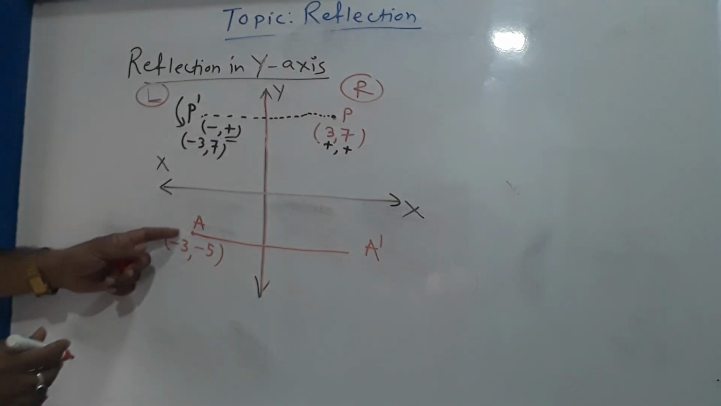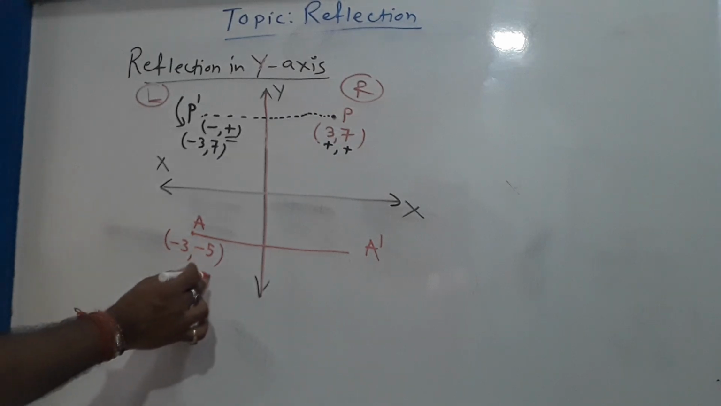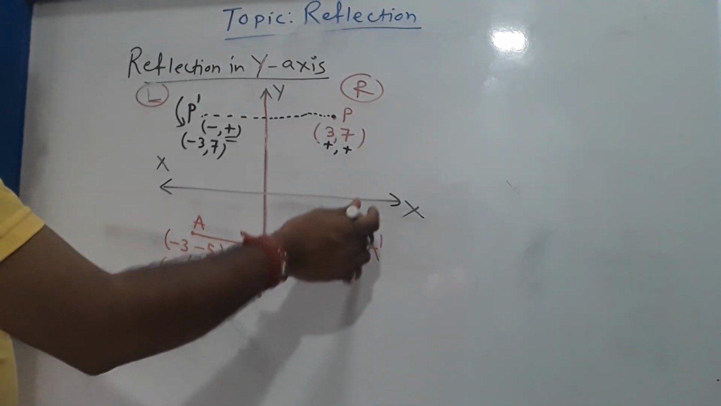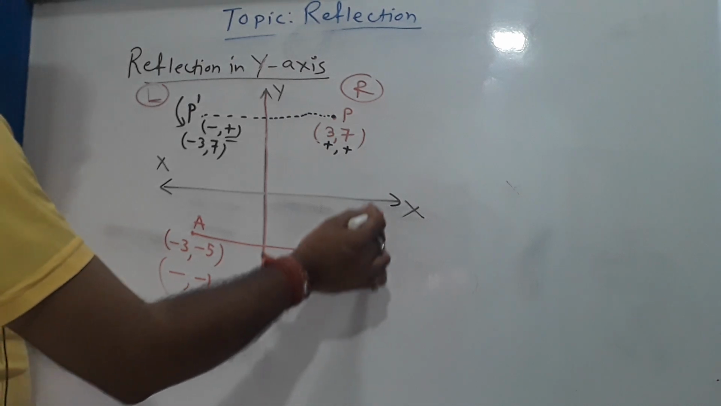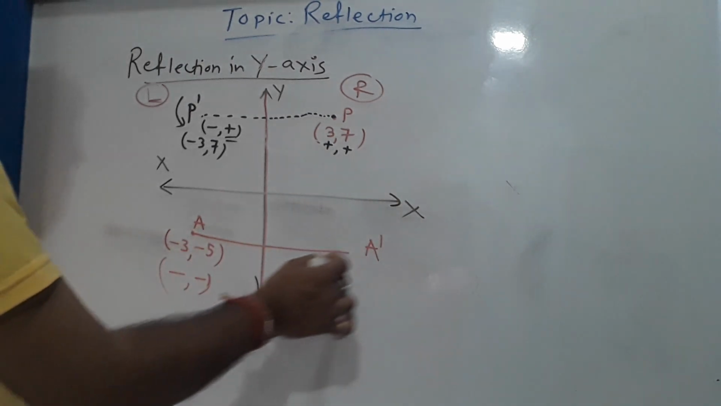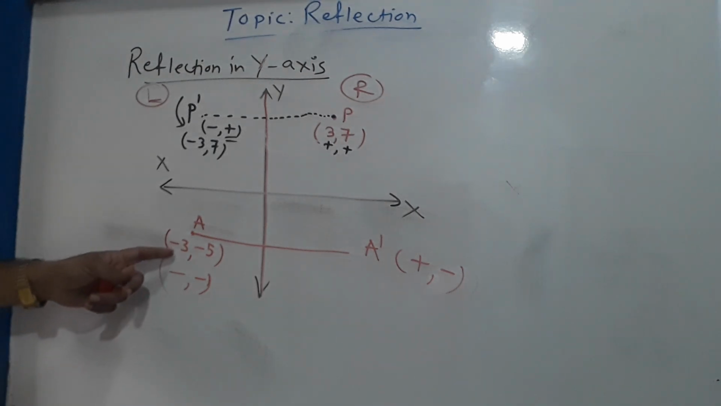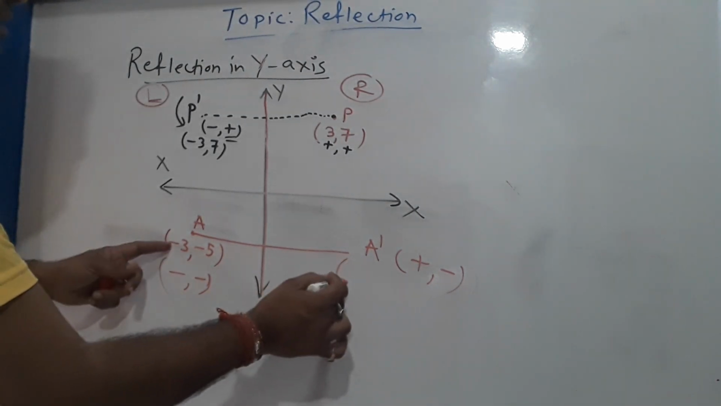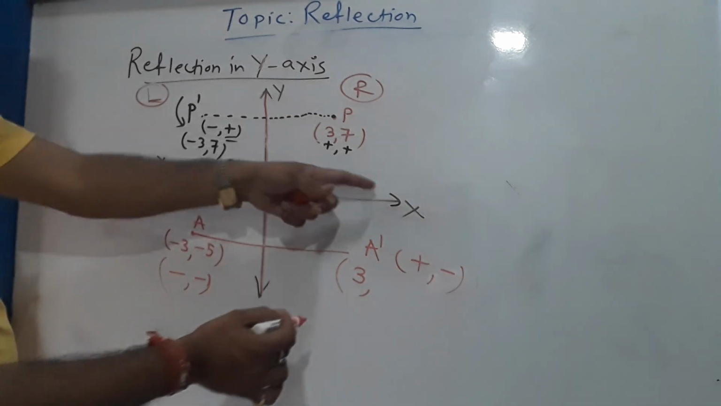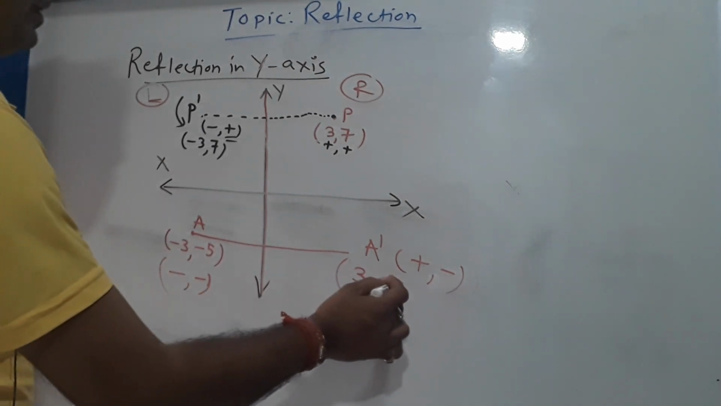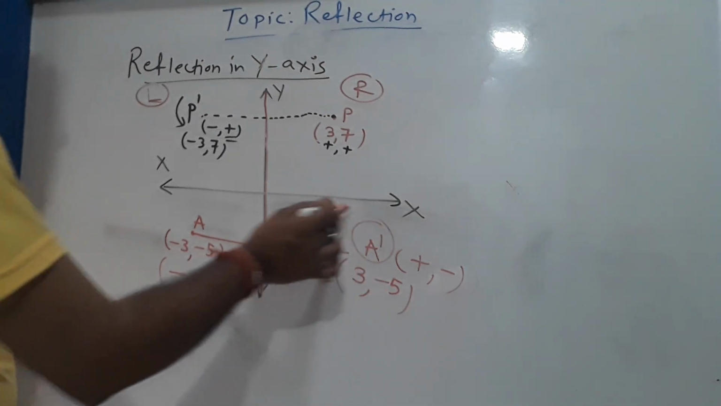The point was in the third quadrant, both are negative. Now the point has reached the fourth quadrant. In the fourth quadrant, x is positive and y is negative. So I will take a positive sign for the x coordinate. So A dash will be: minus 3 becomes plus 3 because x is positive and y is negative. Minus 5 will remain minus 5, and this is A dash.